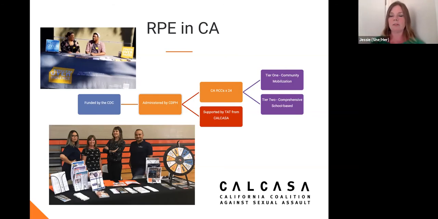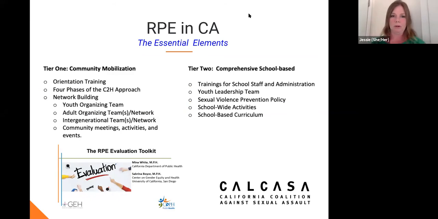And so the first tier is community mobilization. Some of you will recognize that as the close to home programs that are operating in communities. You can go to the next slide. And tier 2 are the comprehensive school-based programs. So does everyone recognize themselves in one of those tiers? I hope so.